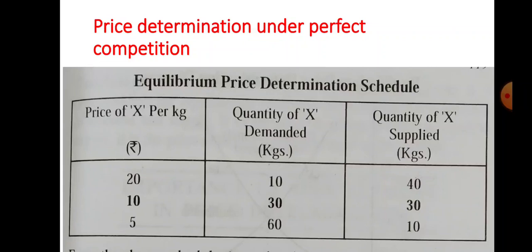Now let us see, when price is 5, quantity demanded is 60 kilograms and quantity supplied is 10 kilograms. Again here demand is not equal to supply, so there is an upward pressure on the price. But when price is rupees 10, quantity demanded is 30 kilograms and quantity supplied is 30 kilograms. So here quantity demanded is equal to quantity supplied. So how is price determined under perfect competition? That is the intersection of quantity demanded and quantity supplied. So rupees 10 is the equilibrium price, where quantity demanded is equal to quantity supplied.